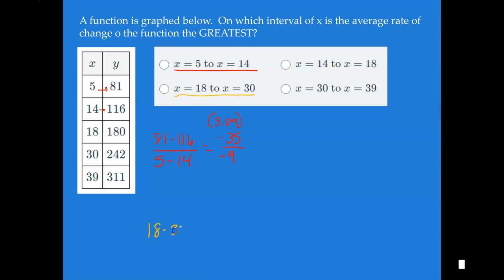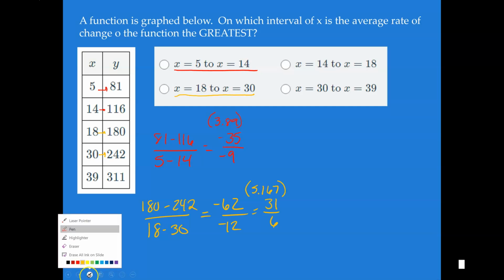So 18 minus 30, okay? So 18's pair is 180, and then 30's pair is 242. They would give us big numbers, wouldn't they? Oh, I guess I chose these, didn't I? Negative 62 over 18 minus 30, which is negative 12. 62 divided by 12. It can reduce down to 31 over 6, but that really doesn't help us in comparison. So we're going to put in parentheses that this is 5.166 repeating, but we're going to put 5.167, okay? All right. Onward to the next one.